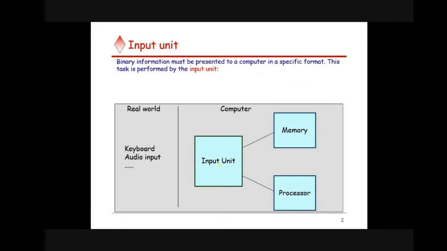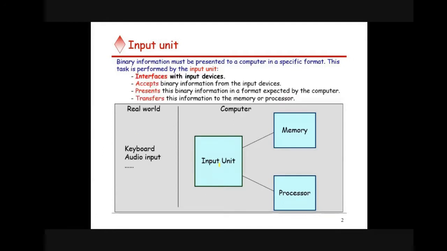So I already mentioned what the input unit is doing. It accepts the input from the input device and stores it in the memory. So that is the work the input device or input unit is doing. This input unit we can also call an interface.